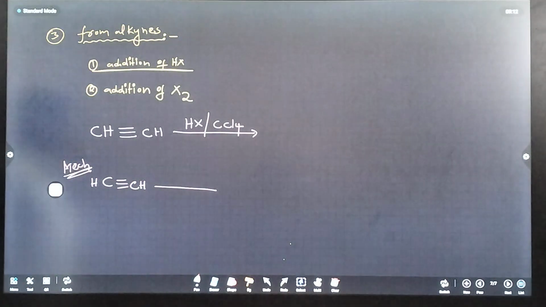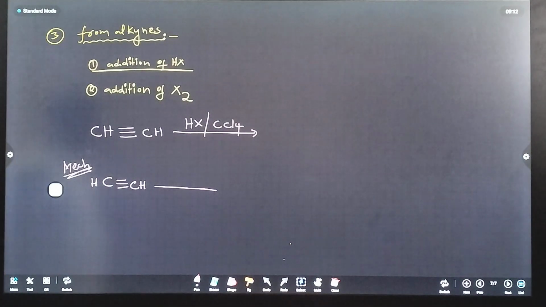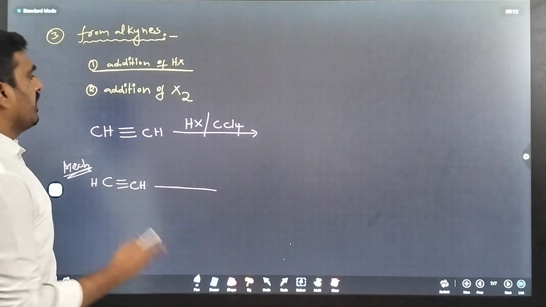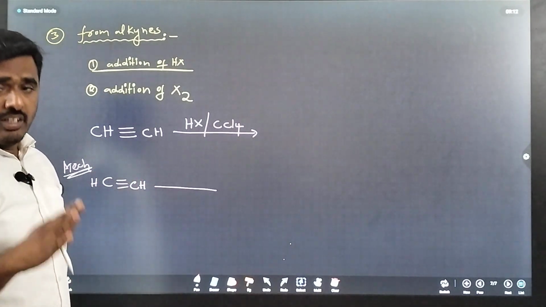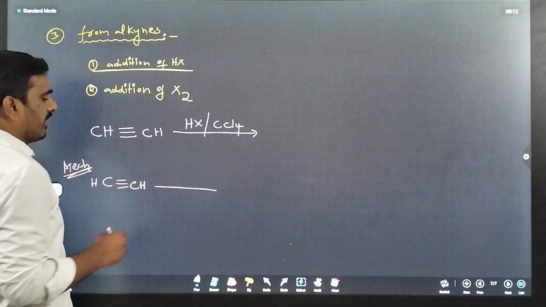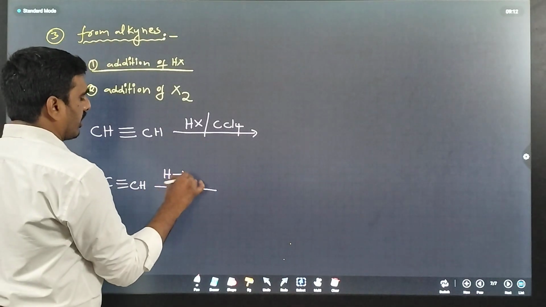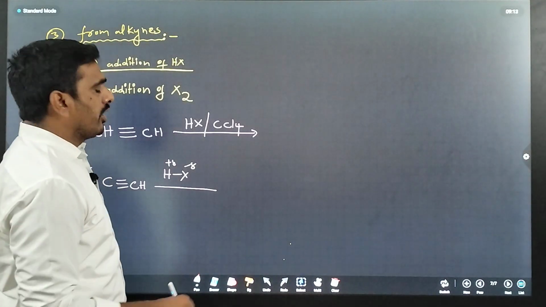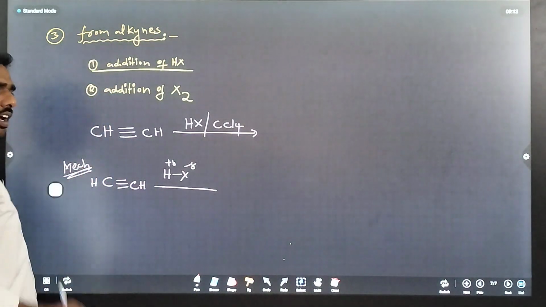So these are the alkynes. Alkynes participate in electrophilic addition reactions. That means this reaction is initiated by the electrophile. I can take here HX. So H has a partial positive charge and X has a partial negative charge. Which is the electrophile? This is the electrophile.